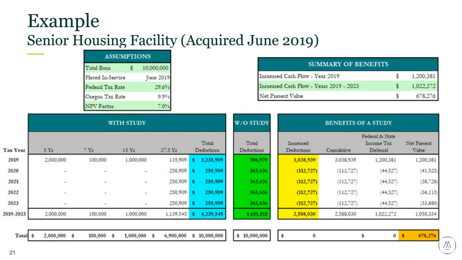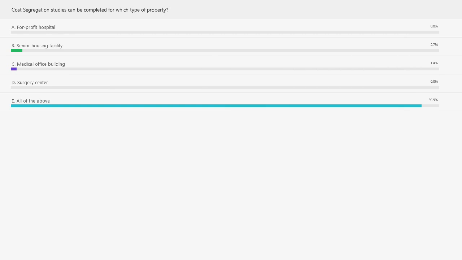And let's go ahead and take a look at the results. Kyle, back to you. So it looks like everybody got this one right, which is E, all of the above, and that's great because, like I said, they apply to so many different types of buildings, including in the healthcare space. So something that you definitely want to look at taking advantage of.